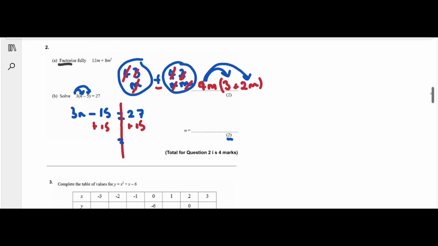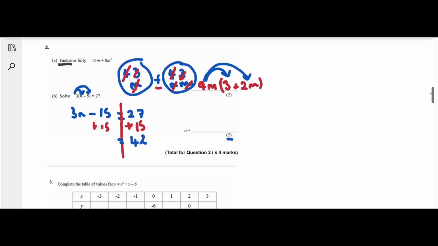27 add 15 is going to be 42. See, I'm doing this without a calculator. I might be making silly mistakes here. Don't do the same as me. Even if it's as simple as 27 add 15, use your calculator. I know it sounds silly, but in exams you are stressed and you make mistakes under pressure.